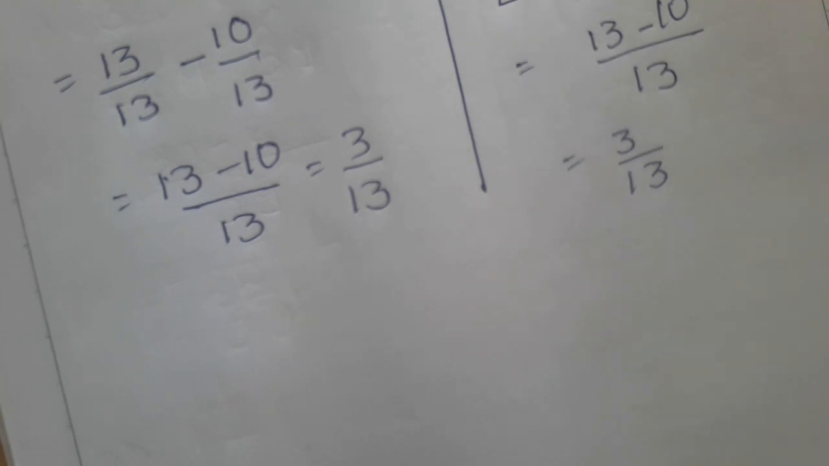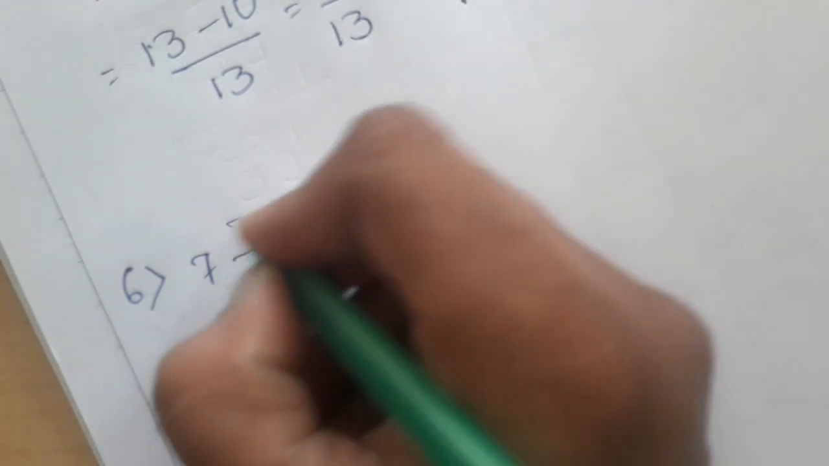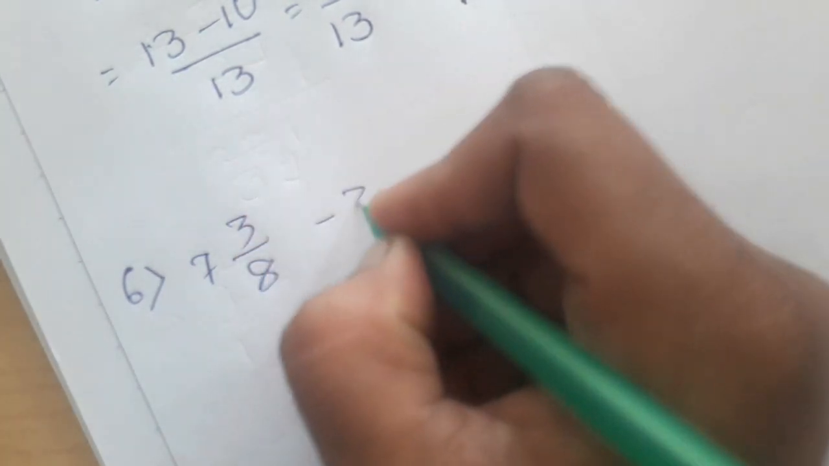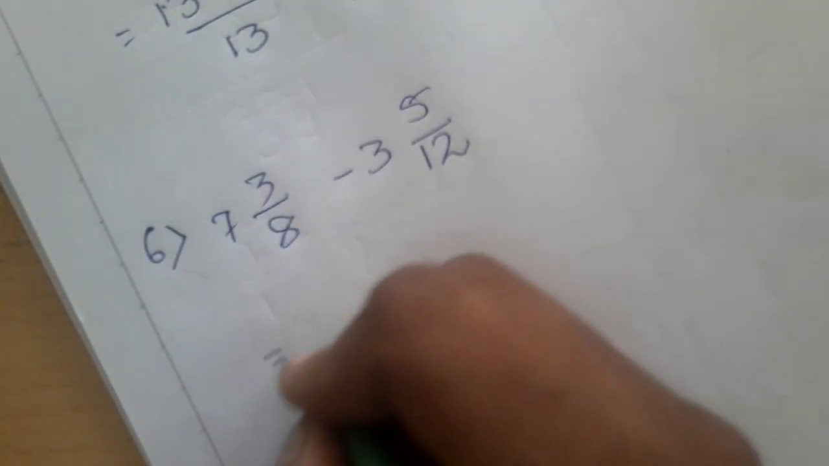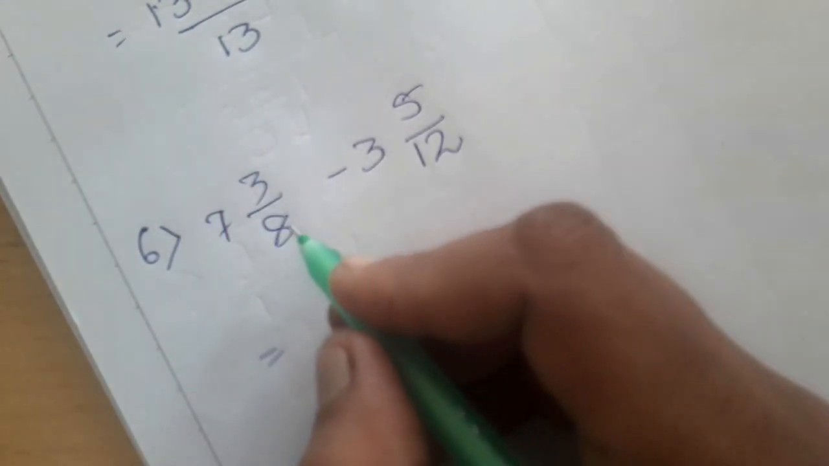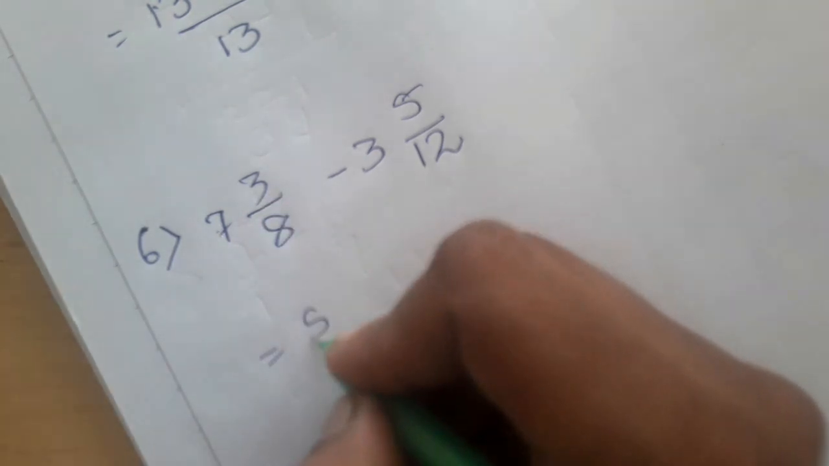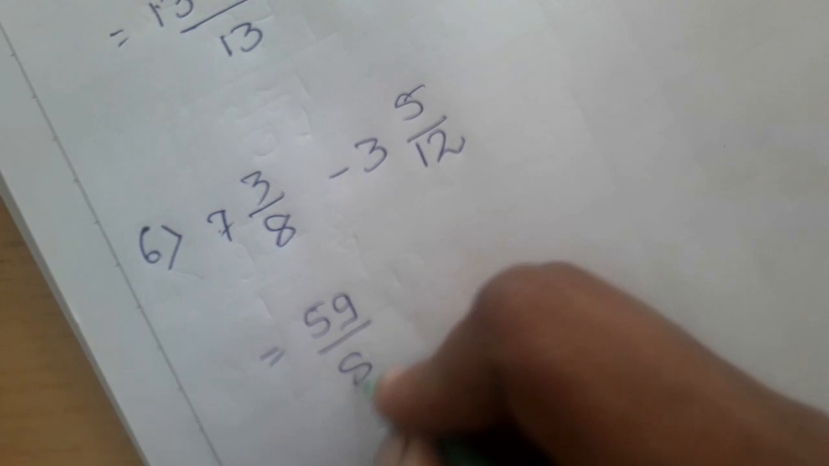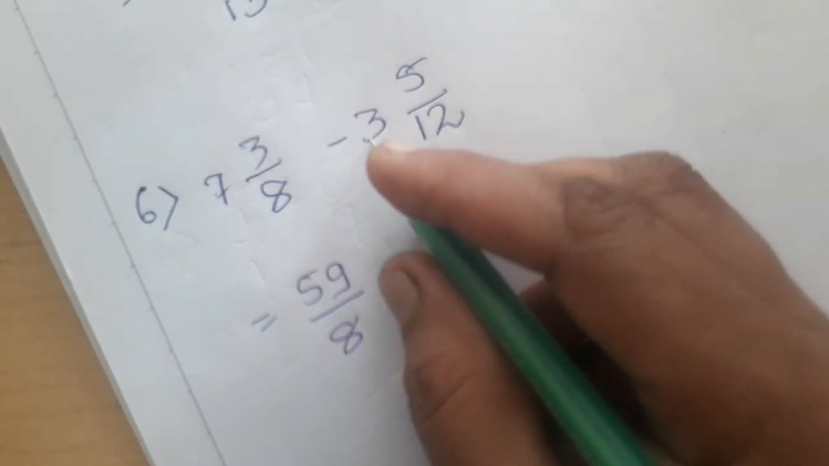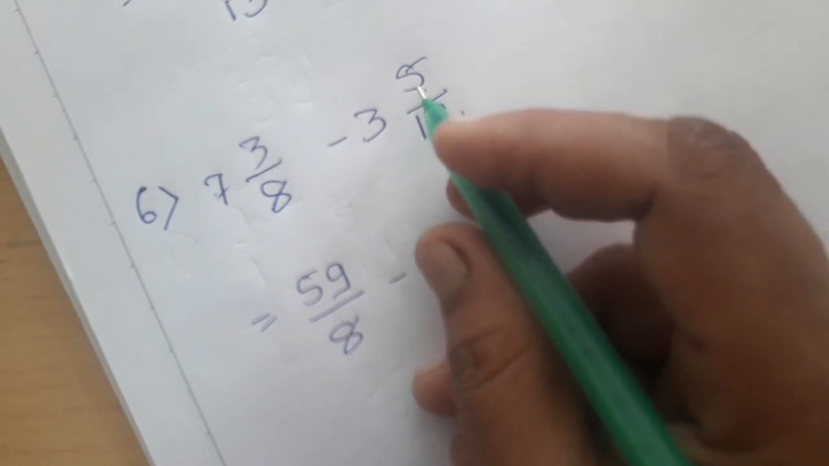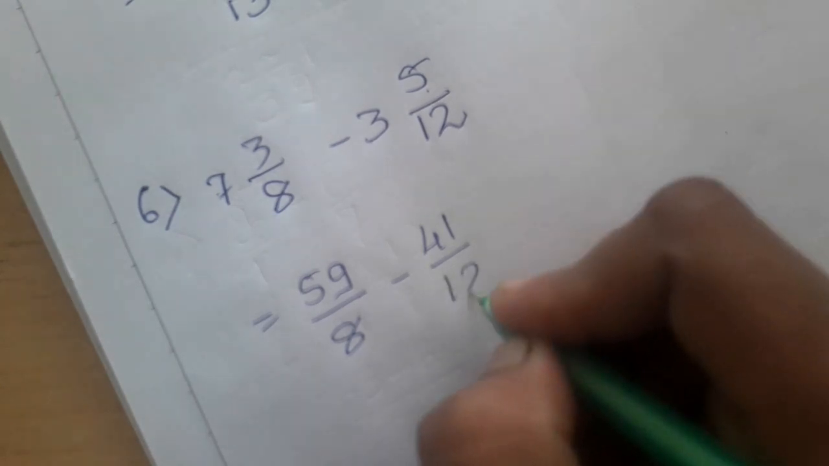Okay. Now one more question I am writing. Say 7, 3 upon 8 minus 3, 5 by 12. Now I will convert it to improper fractions. So 7 8s are 56. 56 plus 3, that is 59 upon 8. Okay. Now 12 3s are 36. 36 plus 5, that is 41 upon 12.